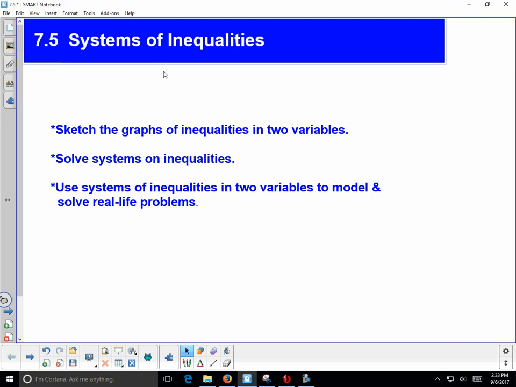Hello and welcome to 7.5 Systems of Inequalities. What we're going to do today is sketch the graph of inequalities in two variables, solve systems of inequalities, and use systems of inequalities in two variables to model and solve real-life problems. Remember, at any time, if you're falling behind, you can always stop and pause the video and play the catch-up.